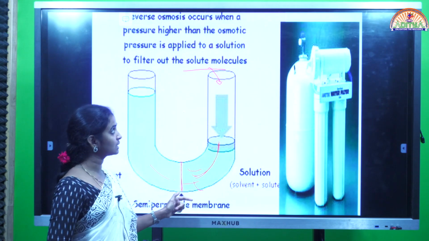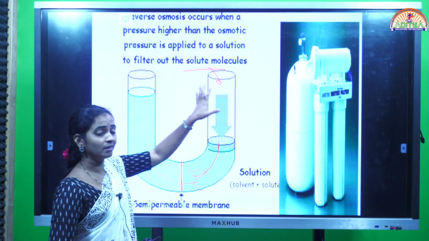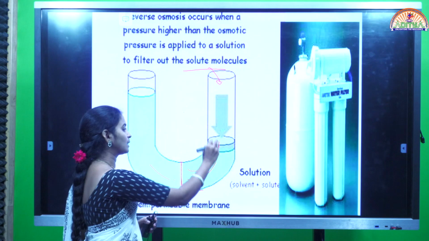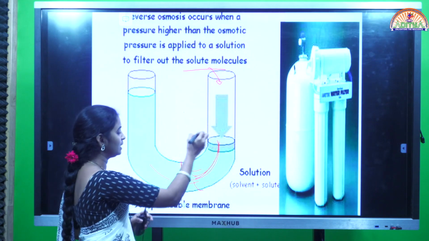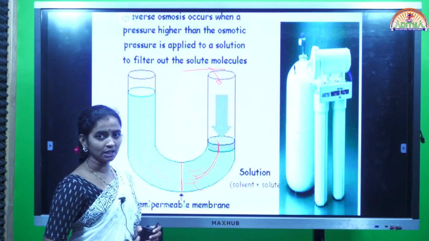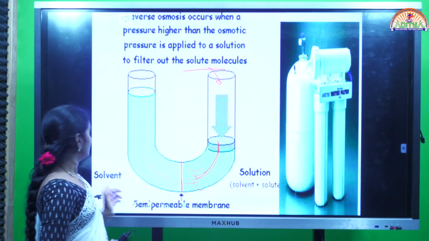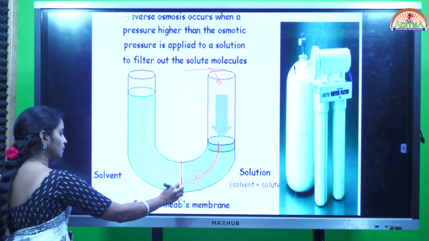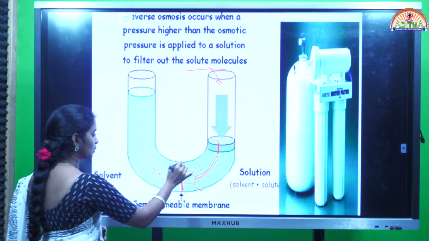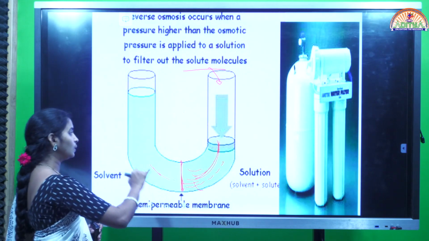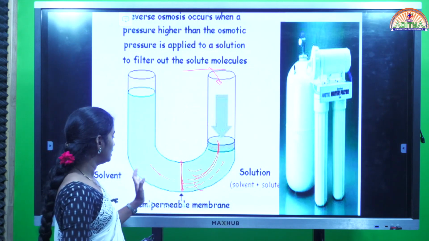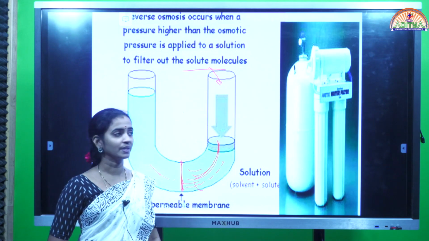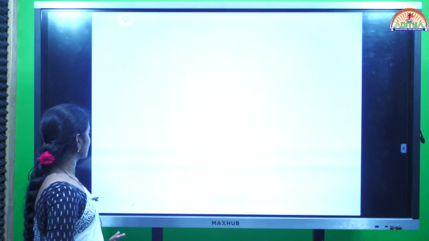How does reverse osmosis occur? When the pressure applied is greater than the osmotic pressure. That's why the molecules move backward into the higher concentration only, and on the other side of the membrane we can collect only the purified water. This process is called reverse osmosis. After crossing this semi-permeable membrane, the solute particles accumulate on this side only, and only the purified solvent we obtain on the other side. This purified water is used in the preparation of parenteral products. So this is about reverse osmosis.